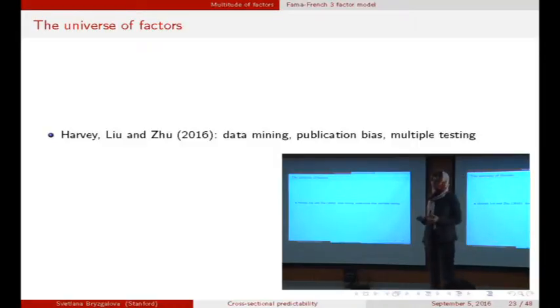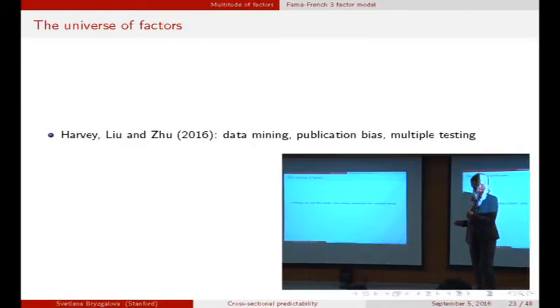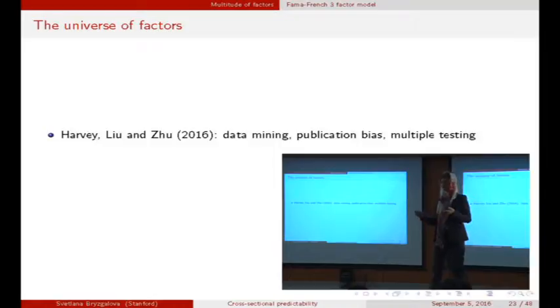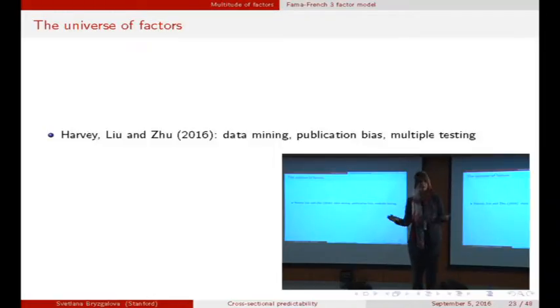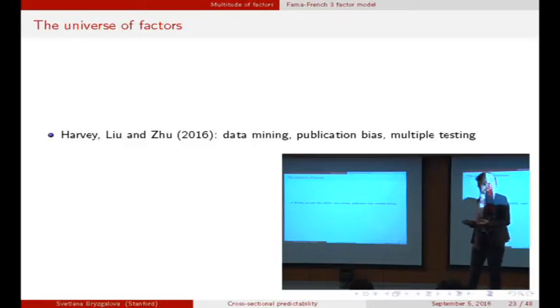The rationale for the current situation that Harvey, Liu and Zhu offered in that paper is publication bias. The profession rewards the origination and the search for new factors. Once you find something significant, you obviously have much more chance to publish it in a journal compared to saying, yeah, I tried this one, didn't work, sorry. That is never getting published. So obviously there is going to be a publication bias related to that.